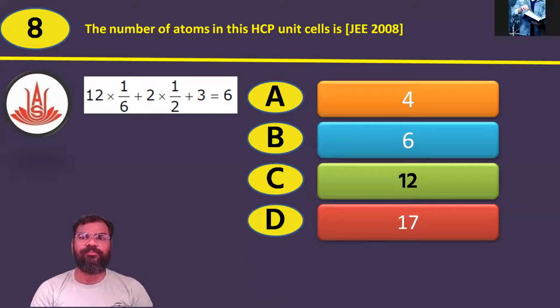In the HCP structure, 1 upon 6th portion will be covered, so 12 multiplied by 1 upon 6, then 2 multiplied by 1 upon 2, the number of atoms per unit cell, plus 3. If you simplify this, 6 twos are 12, 2 ones are 2, then 2 twos cancel, so there 1 would be there and 3. So 3 plus 1 is 4, plus 2. So the answer would be 6. Option B, 6, is the correct answer. Very easy question they've asked.